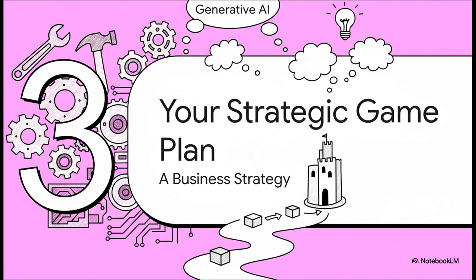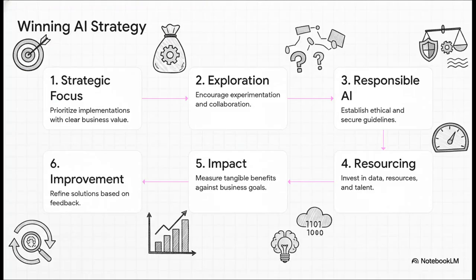Having the tools is one thing, but knowing how to use them, that's everything. This isn't just another tech project. It's a full-on business strategy. So let's walk through a clear game plan for making generative AI a huge success in your organization. This 6-step framework is your playbook. Step 1, strategic focus. Solve a real business problem. Don't just chase the shiny new tech.